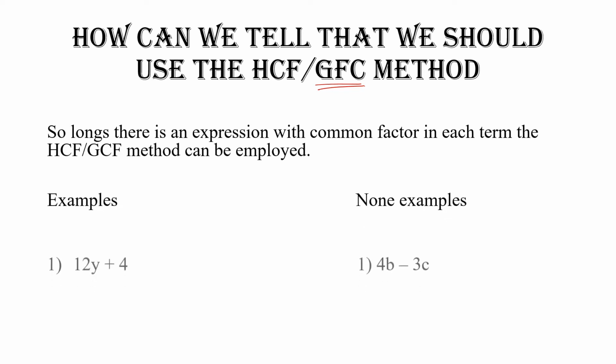Let's look at an example and a non-example. So here we have 12y and 4. This can use HCF because there will be a common factor between the 12 and the 4. 4 could go into 12 a certain amount of times, and in 12 there is 4. Over here you can see that there is no common factors. There is nothing that could go into 4 and 3, and there is nothing that could break down B and C. So this here can work.